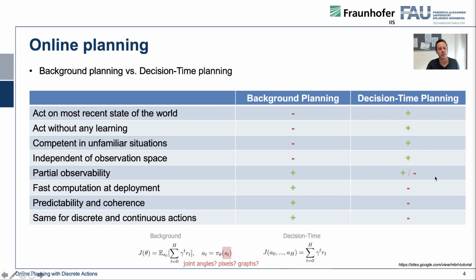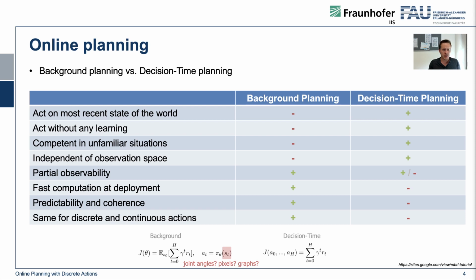In decision time planning, you really need to know where you are, and this cannot always be satisfied. Of course, there are mild assumptions that you can take, and then you can assume that you have an observable state. However, this cannot always be guaranteed. In background planning, you usually can come up with a strategy to do this.